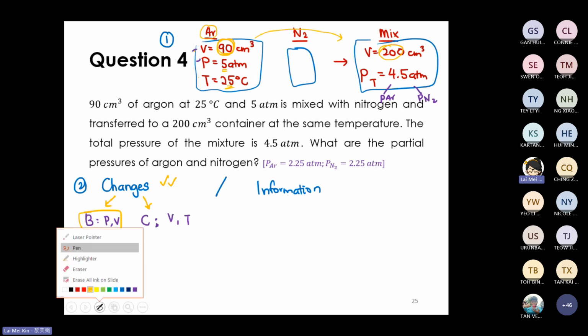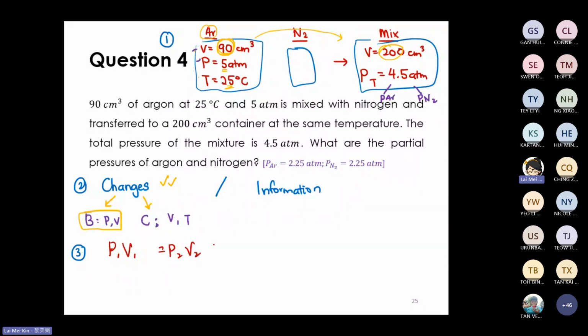So what's the formula for Boyle's law? This will be number 3. P1V1 equals to P2V2. Remember at the beginning, I say 1 is before the change, 2 is after the change. What's the pressure before the change? 5 atm. What's the volume before the change? 90 centimeter cube. What's the pressure after the change? Is it 4.5? Is the pressure 4.5 after the change?